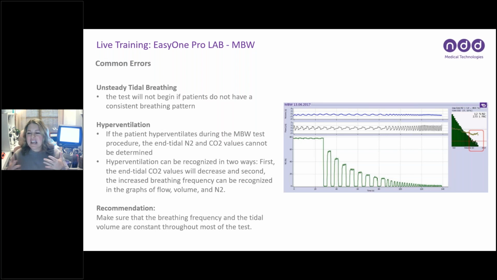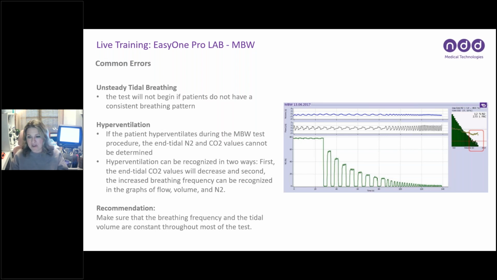We're going to just discuss a couple of common errors that we see. Some of these we hit on a little bit during that coaching session, but just the most common errors that we hear about in the multiple breath washout test. And so that first one is that unsteady tidal breathing, why it is so important to coach the patients through a consistent breathing pattern from the beginning to the end of the test.